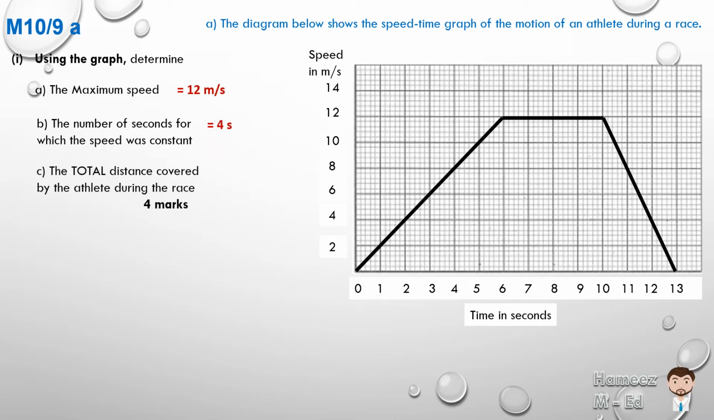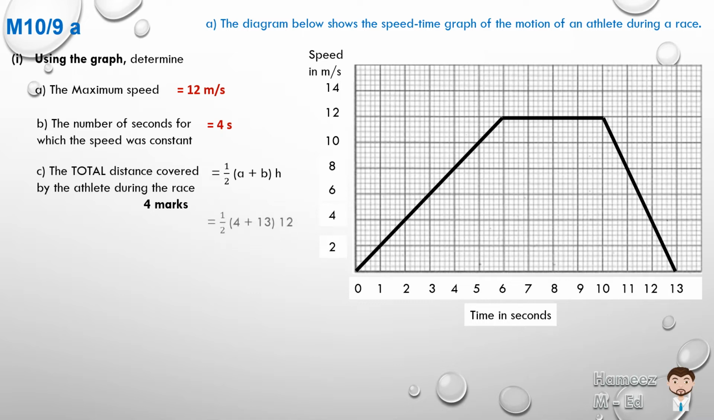Part C, the total distance covered by the athlete during the race. In a speed-time graph, the easiest way to calculate the distance covered is the area under the graph. If we look at that shape, it is a trapezium. In our formula sheet, the area of a trapezium is equal to half (a plus b) times h, where a and b are the parallel sides.